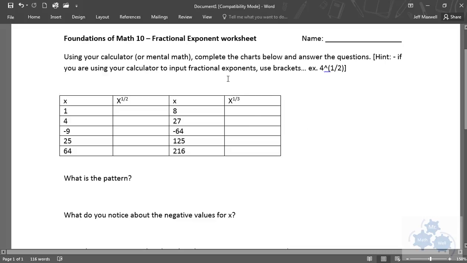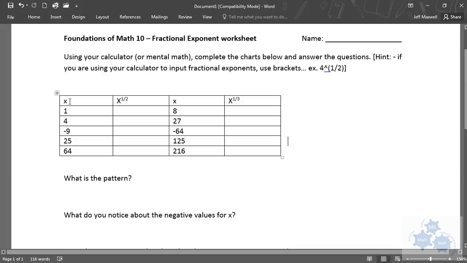First of all, there's a chart and there's some questions, and some of you may know how to handle exponents that are fractions, and some of you may not. I don't expect any of you to know how to do all this. This is why we're doing this kind of exploration worksheet. And so the instructions that I would give you to begin are a couple things.